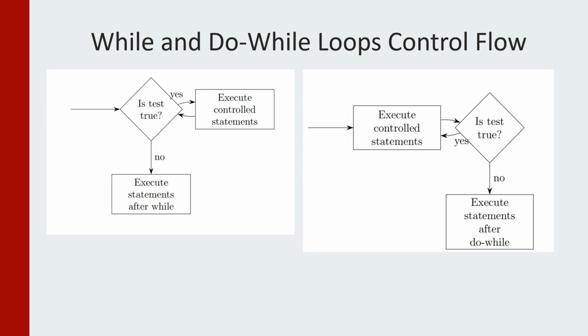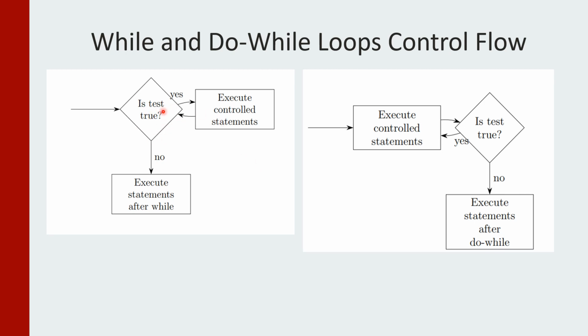Okay, so here I have similar diamonds and rectangles to what we've seen before, only now I've put some text in there to just kind of show what's happening. I have a while loop on the left-hand side of the slide and a do while loop on the right-hand side of this slide. And in both cases, the diamond is just checking, is the test true? And then if it is true, then it will execute a controlled statement. If not, then it will execute a statement after the loop.